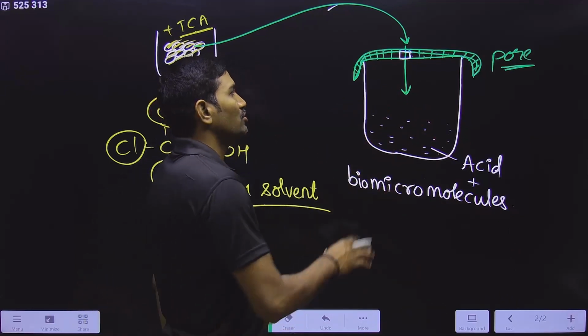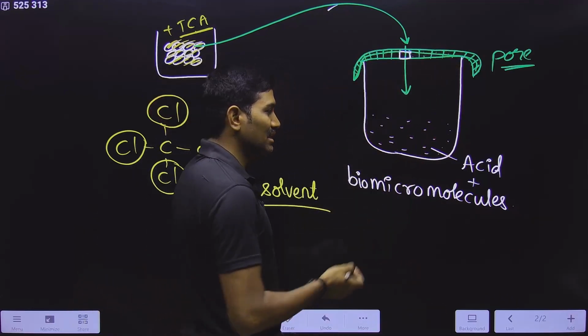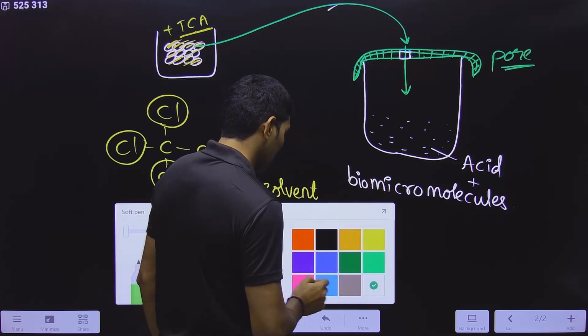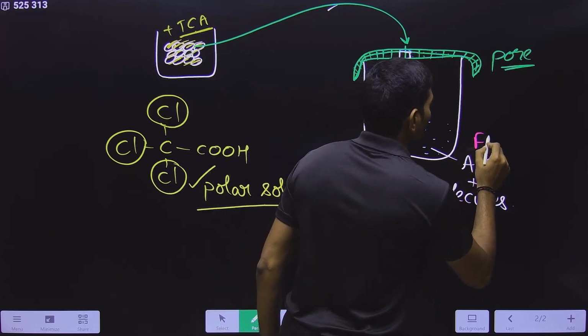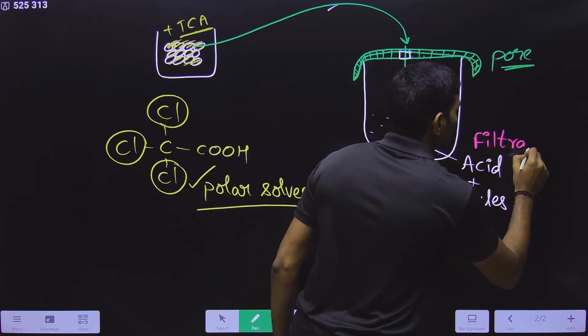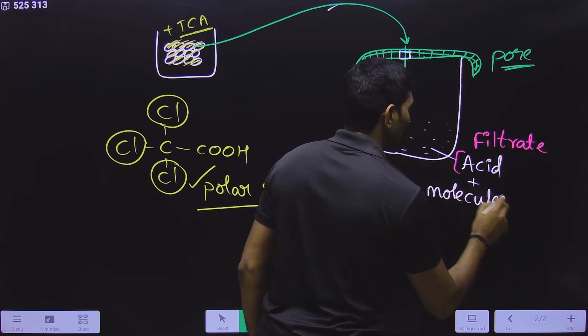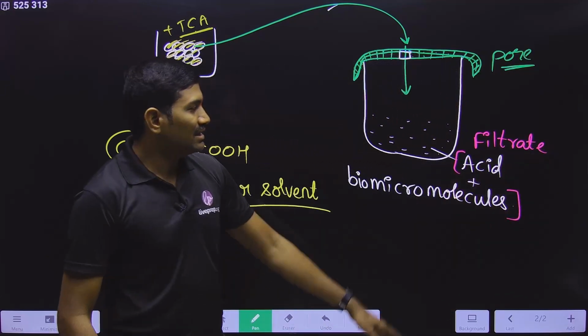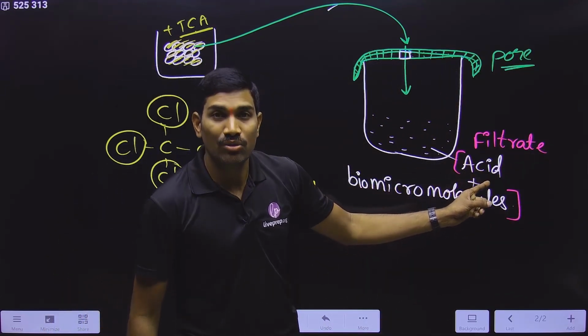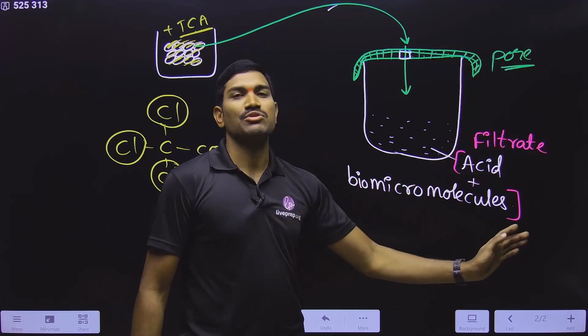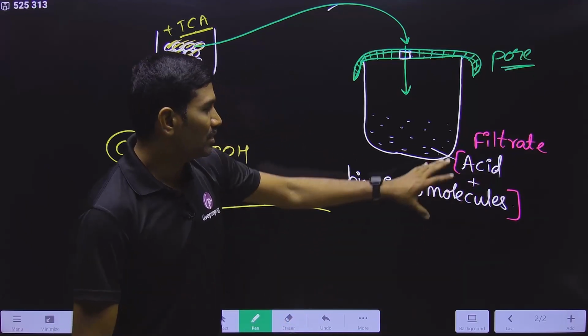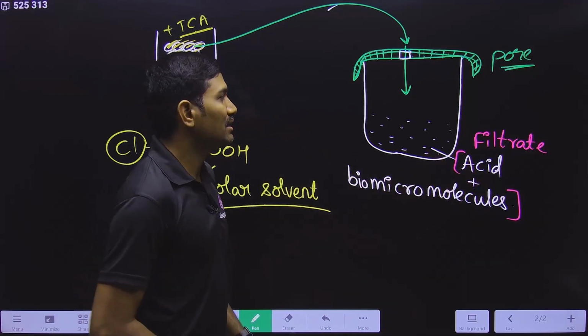Understood or not? Upon filtration, we are getting this. That's why this particular fraction is called the filtrate. So what is actually present in the filtrate? The filtrate has the acid, trichloroacetic acid, along with some small molecules. And now, what is the other point?